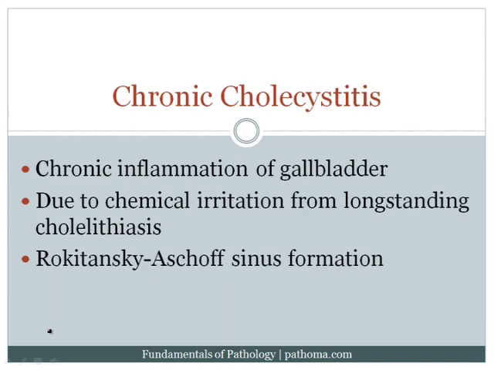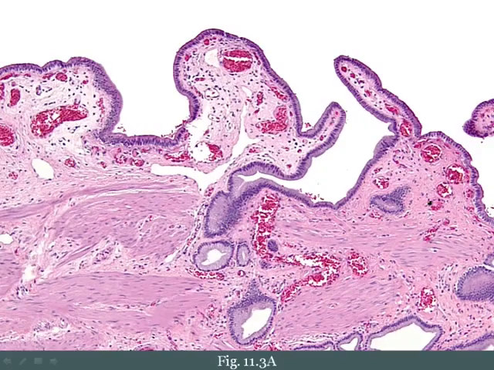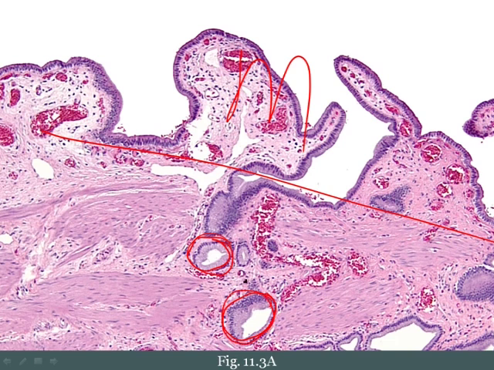Chronic cholecystitis is when there's chronic inflammation of the gallbladder due to chemical irritation, and this is from long-standing cholelithiasis. One of the hallmarks of chronic cholecystitis is formation of Rokitansky-Aschoff sinuses. Here's a picture of such a sinus, and notice that here is the gallbladder mucosa up here. Now, normally you shouldn't have the gallbladder mucosa diving down into the smooth muscle of the gallbladder wall. However, you can clearly see that there's these little outpouchings of gallbladder mucosa diving down in between the smooth muscle, and that's called a Rokitansky-Aschoff sinus, and that's particularly high yield for examination purposes.